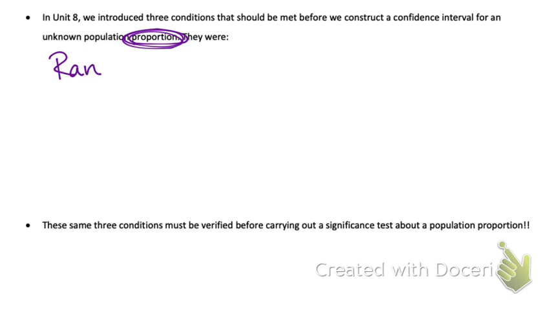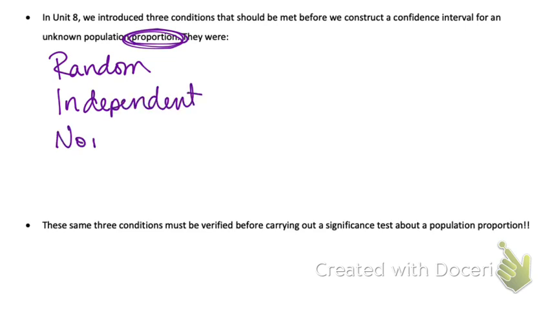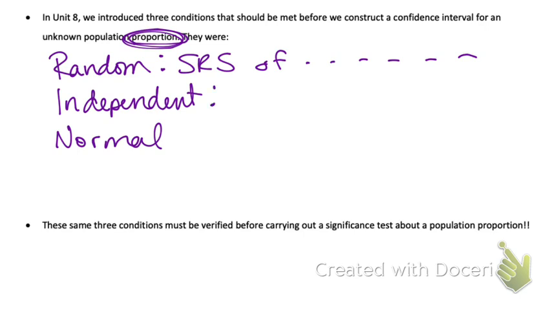Random, independent, and normal. Do you remember how to check the random condition? SRS. There's an SRS of blah, blah, blah. Do you remember how to check the independent condition? 10%. It's the 10% condition. 10 times the sample size has to be less than the population size. That's the one we just kind of always assume to be true, but we do still have to check it and write it down.